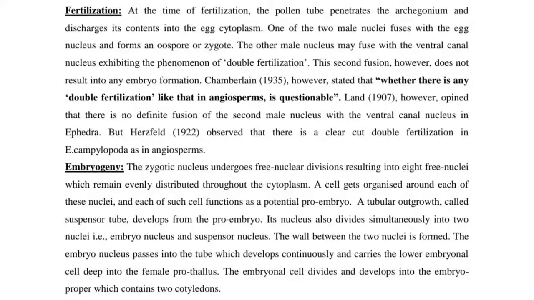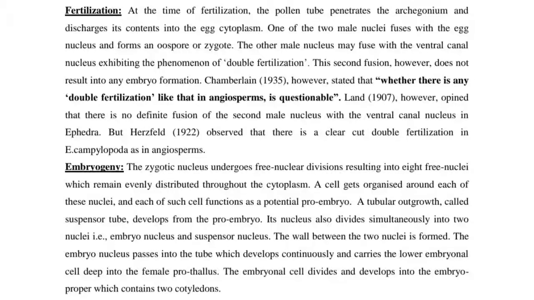Embryogeny. The zygotic nucleus undergoes free nuclear divisions, resulting in 8 free nuclei which remain evenly distributed throughout the cytoplasm. A cell gets organized around each of these nuclei, and each such cell functions as a potential pro-embryo. A tubular outgrowth, called the suspensor tube, develops from the pro-embryo. Its nucleus also divides simultaneously into 2 nuclei, i.e., embryo nucleus and suspensor nucleus. The wall between the 2 nuclei is formed.